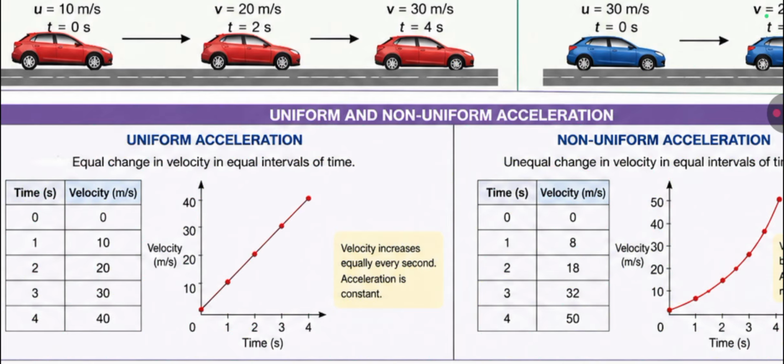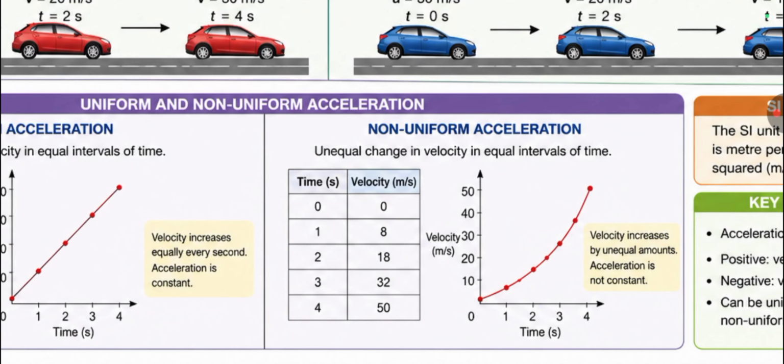Acceleration is constant when there is an equal change in velocity in equal intervals of time. In that case the acceleration is constant, so this is called uniform acceleration. Now we have to discuss non-uniform acceleration.